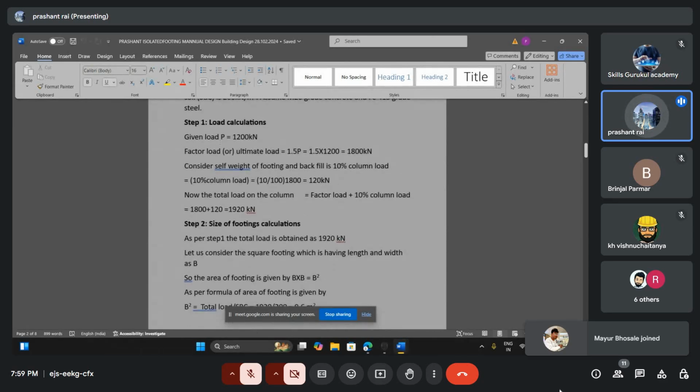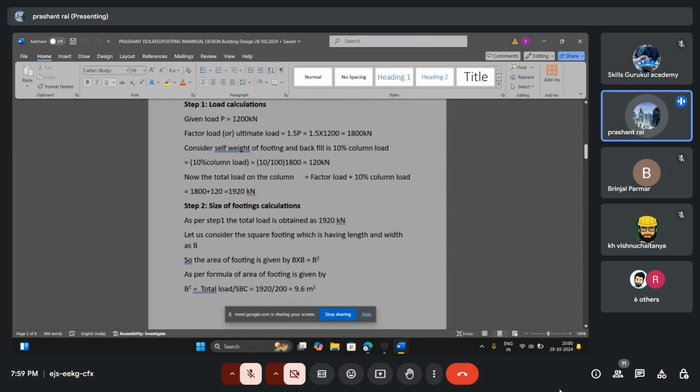The first calculation is the load. We are giving the name P to the load. Given load is 1200 kilonewton. Factored load, the ultimate load, is calculated as 1.5 into P. P is the load acting on the footing, and the factored load uses 1.5. Factored load means it is the factor of safety. In RCC building design, we take 1.5 for RCC, and 1.2 is taken in steel construction.